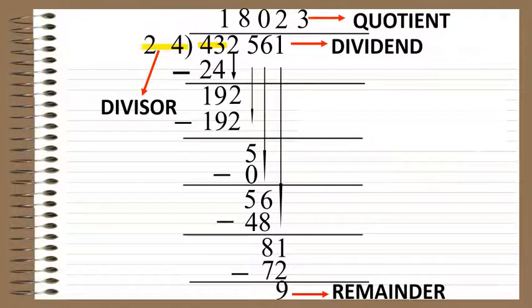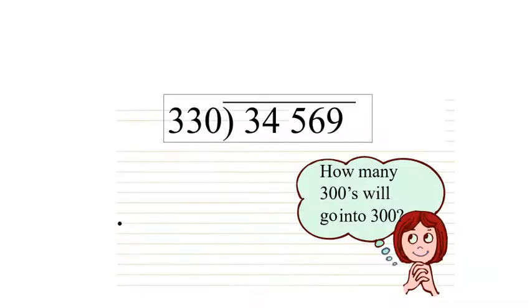So this is the way of dividing a 6-digit number by a 2-digit divisor. Similarly, we can divide a 6-digit number by a 3-digit divisor as well. Here is an example for you.